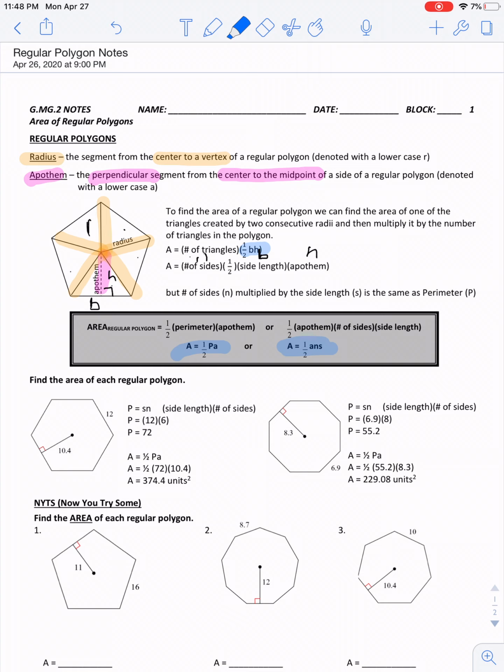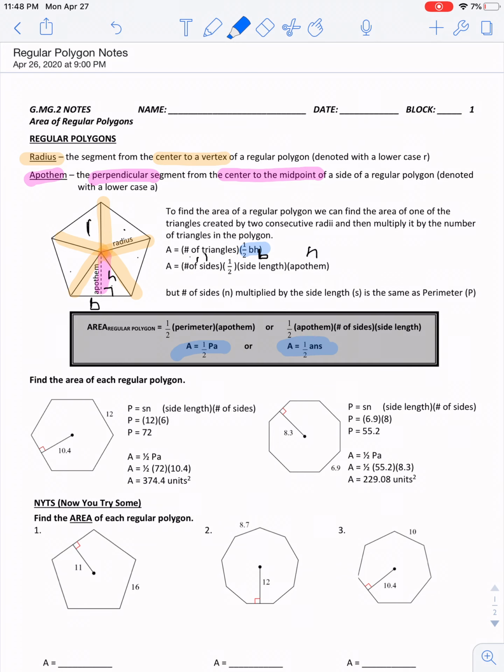Me personally, I use 1/2 NSA all the time. 1/2 times the number of sides times the side length times the apothem. Because a lot of times that's what they're going to give us. They're not actually going to give us the perimeter. If they just told me the perimeter and what the apothem was, I would probably use 1/2 PA. But if one way is not easier, I'm generally going to pick the second one, 1/2 ANS, NSA, SAN, whatever order you want to put the apothem, number of sides, and side length in.